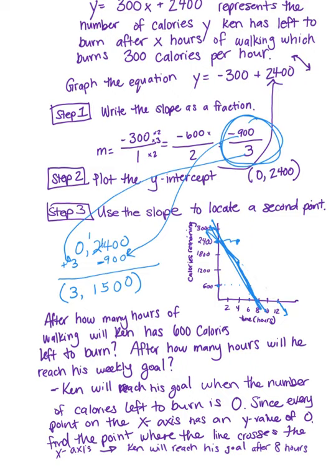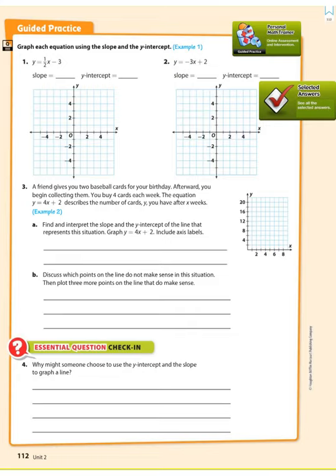All right, last thing we're going to do is the guided practice. So would you please get out your math book and go to page 112. All right, so we're on page 112 doing the guided practice. It says graph each equation using the slope and the y-intercept. So using our steps that we wrote, we're going to first identify the slope, which is 1/2. Good job.